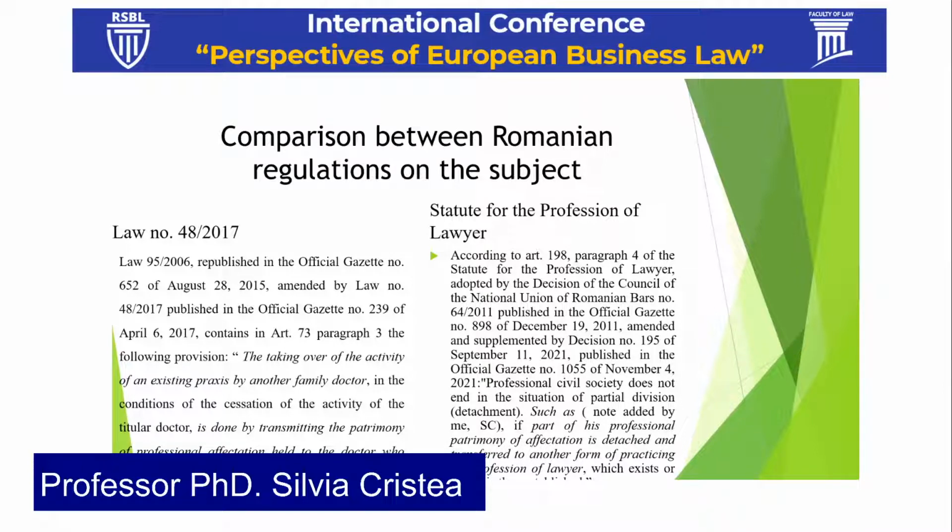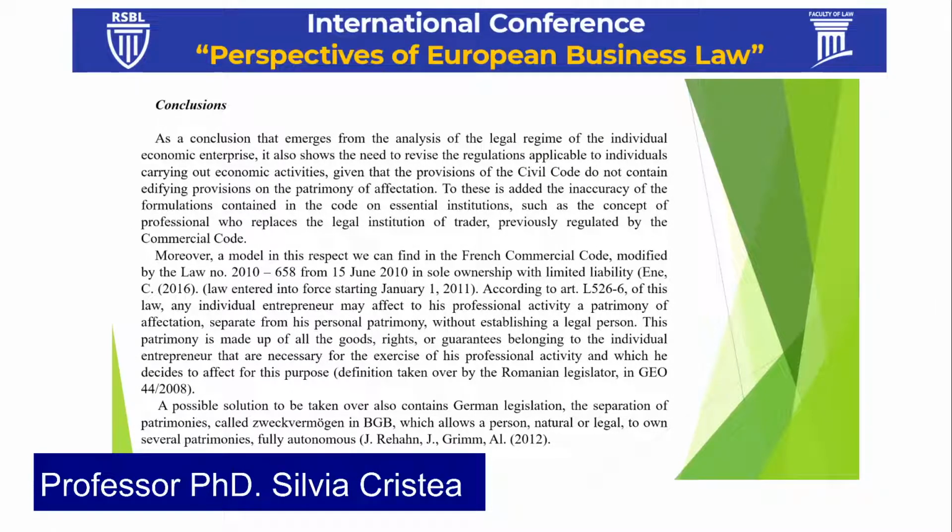A possible solution to be taken over is also contained in German legislation, the separation of patrimony called Zweckvermögen in the German Civil Code, which allows a person, natural or legal, to own several fully autonomous patrimonies. We agree with the opinion formulated in the Romanian specialized legal doctrine, such as Tulașcă, according to which the legal regime of the patrimony of affectation of the natural person trader offers the least protection in relation, for example, to the affected patrimony of the authorized professionals or even with the fiduciary patrimony.